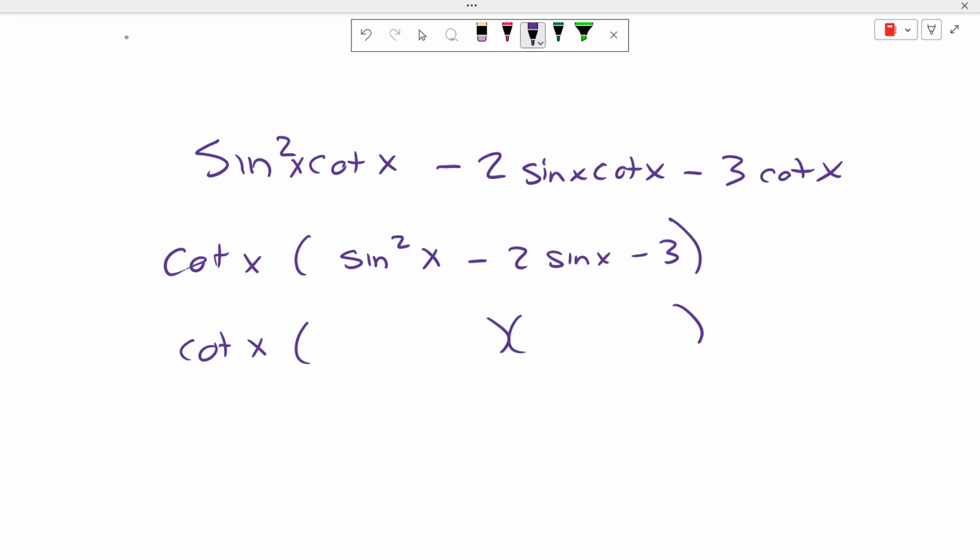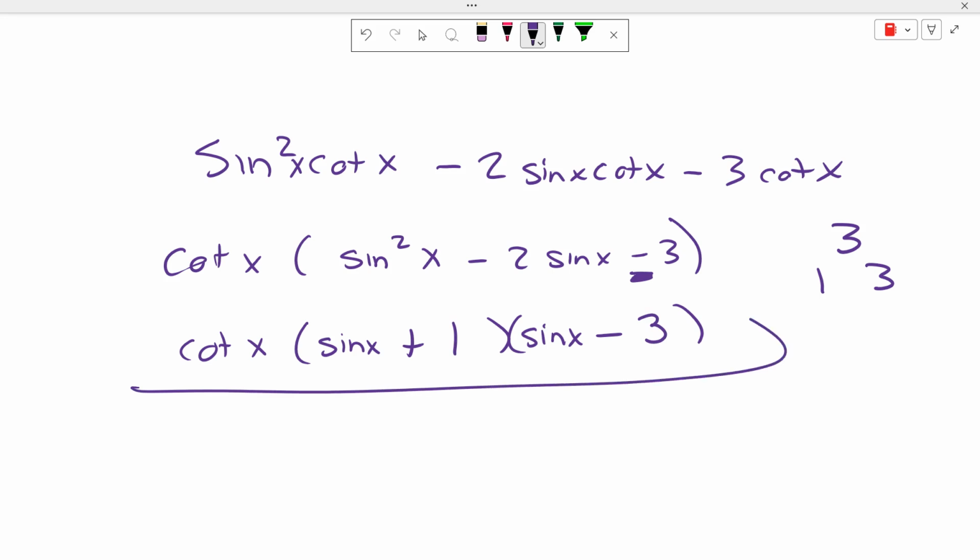Sine squared of x. What's the square root of sine squared of x? Sine of x, sine of x. Signs are opposite. Factors of 3 are 1 and 3. So which one goes here? Negative 3, plus 1. Factoring.